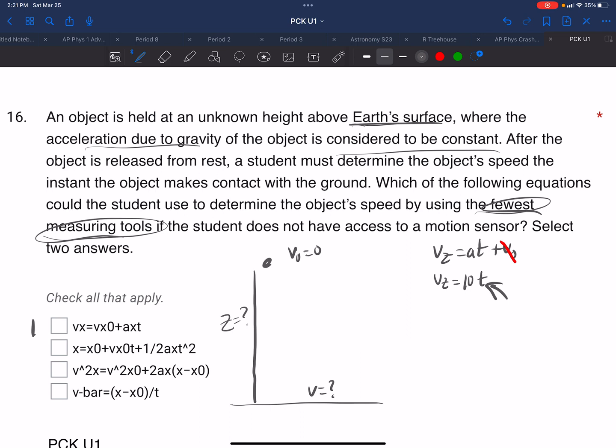answers. Let's go further. We'll consider the second equation: z equals 1/2 at squared plus v0t plus z0. If we set this equal to 0 and this the final, like say maybe it's 10 meters or something that we measure, we don't need the z0. We know the initial velocity is 0. So we're left with z equals 1/2 at squared, and z then is 1/2 of 10 times t squared.